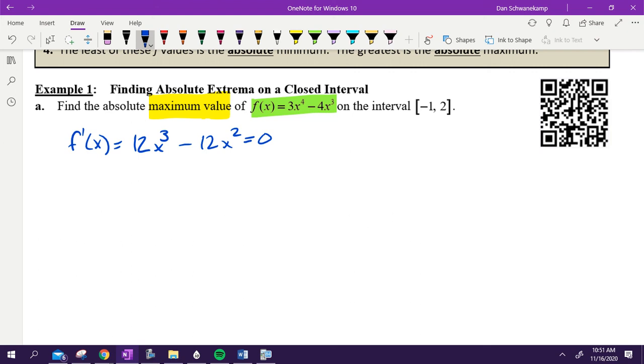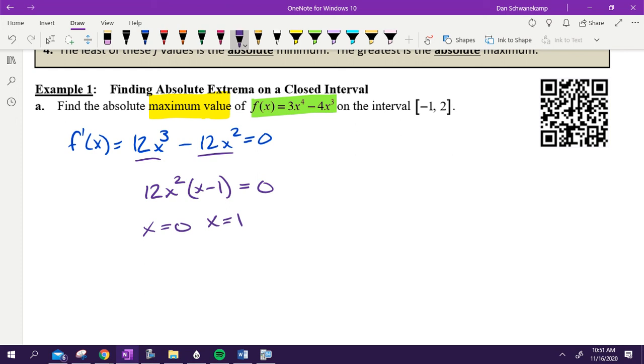I'm going to factor this thing. So we set it equal to 0. We notice that they both have a 12x squared, so we could take that out. And I'd be left with x minus 1. If I solve, I get x is equal to 0 and x is equal to 1. Everything we did last chapter. There's nothing different than that from 3 weeks ago. We good to there? Now what?